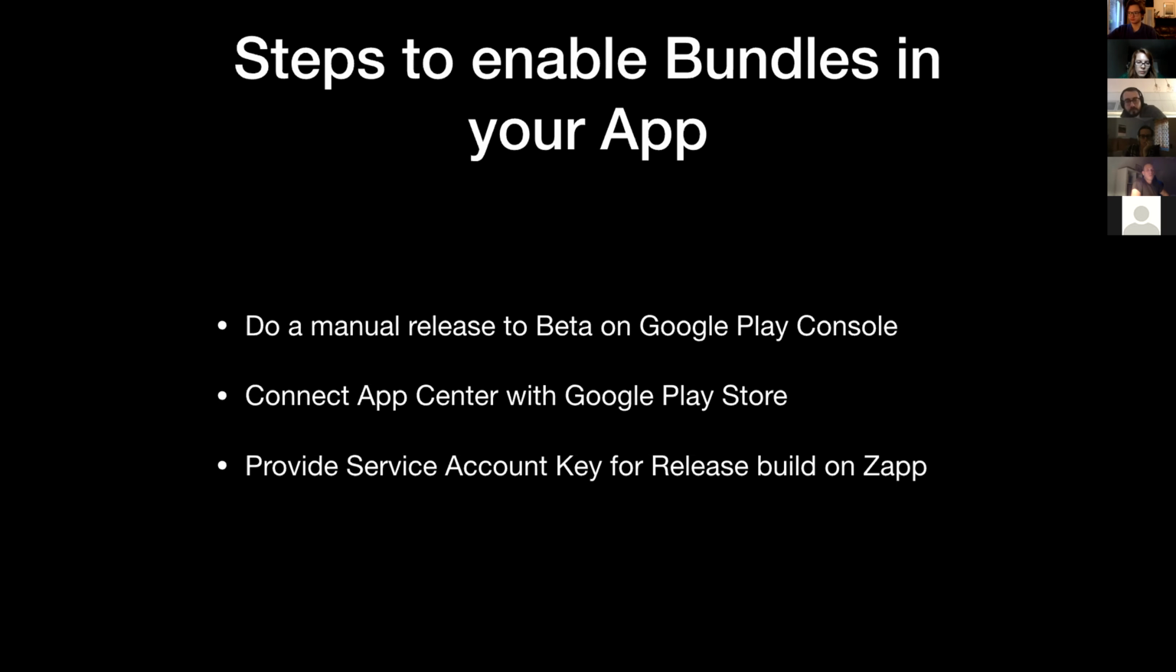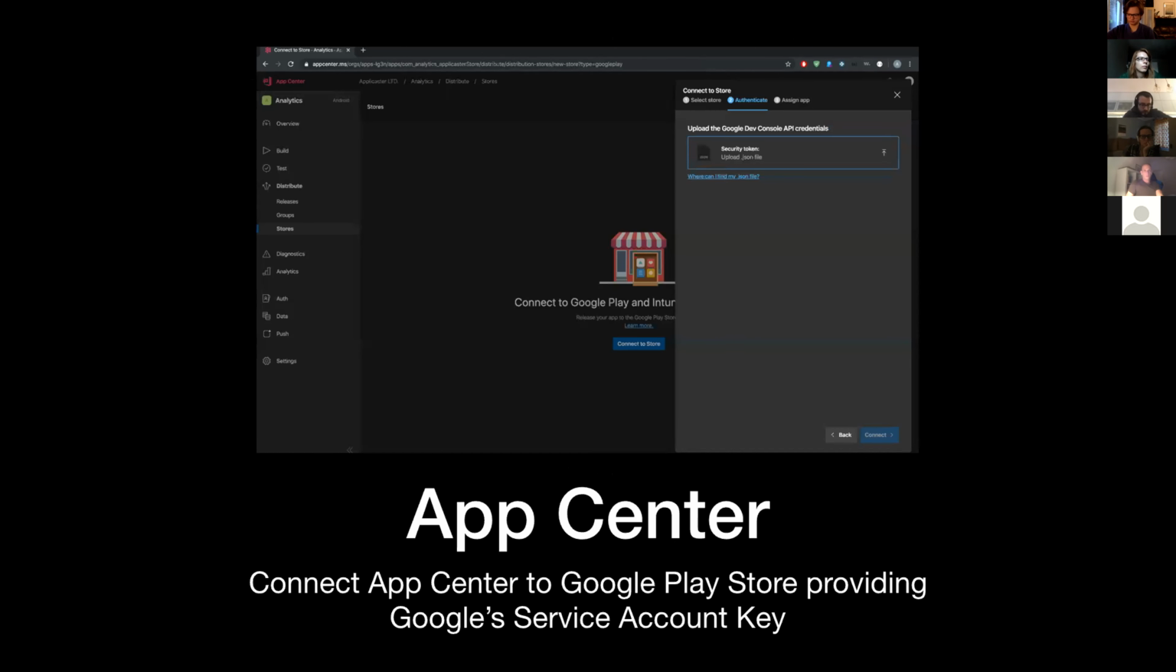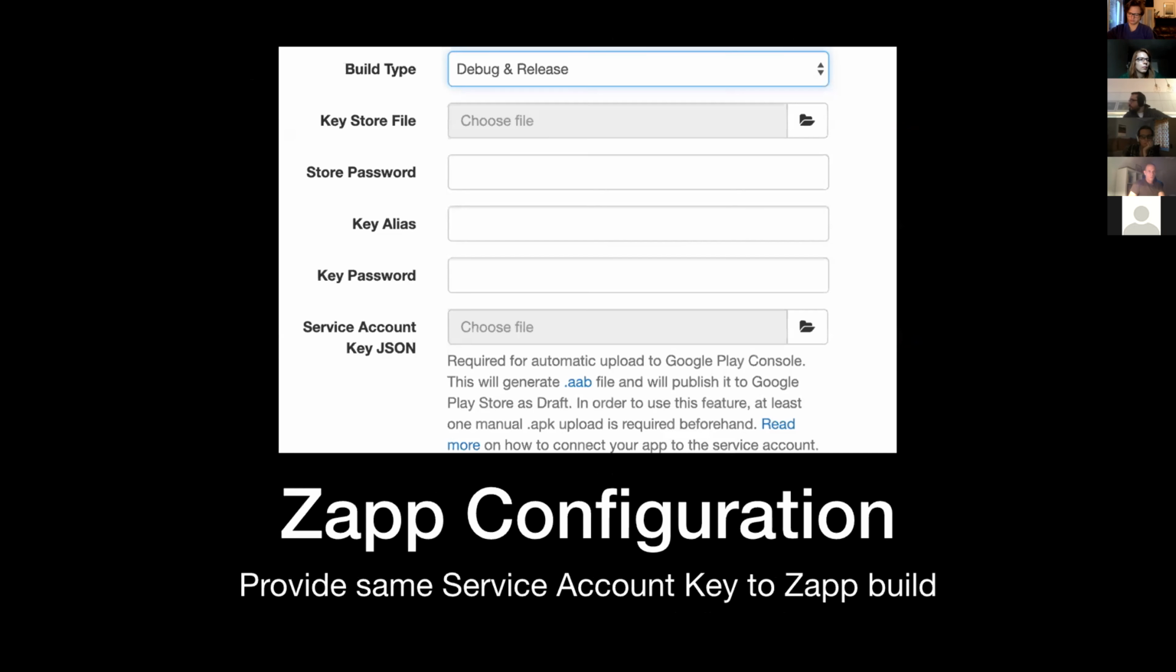I have some clarifications. On the Google console, you do the manual release to the beta track, so your console should look like that. Then on App Center, you connect to the Google Play Store, providing this service account key. And you add the same service account key before you can make a release build with the bundle.